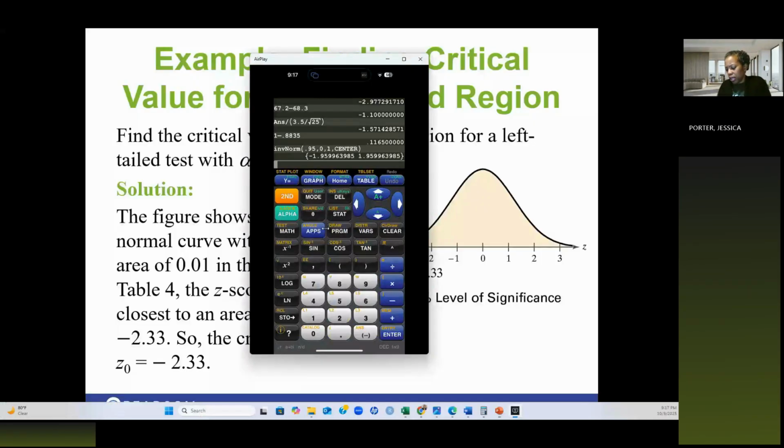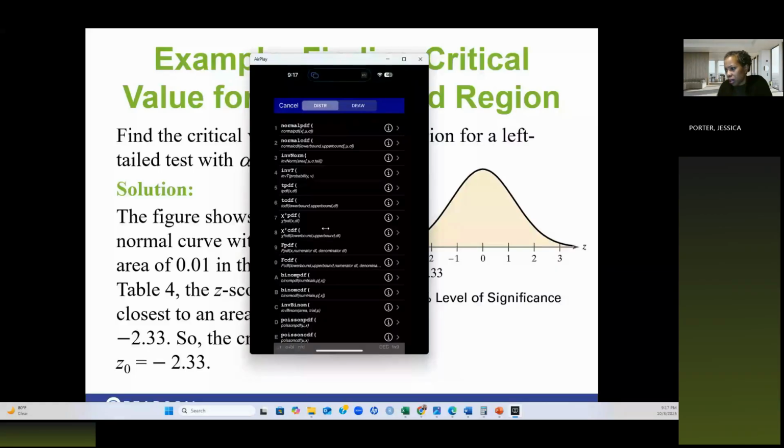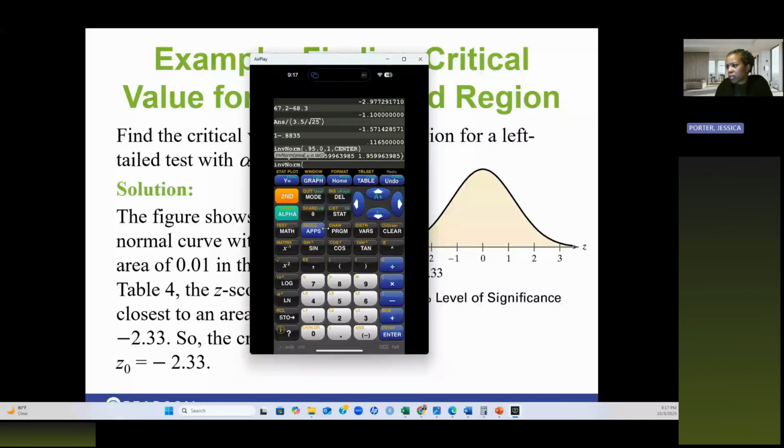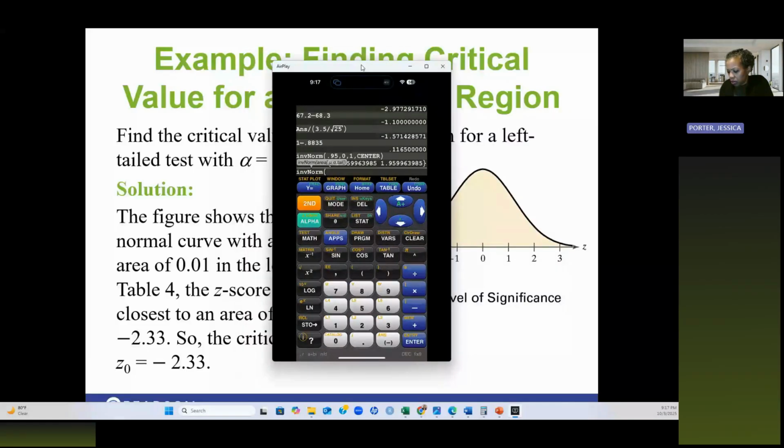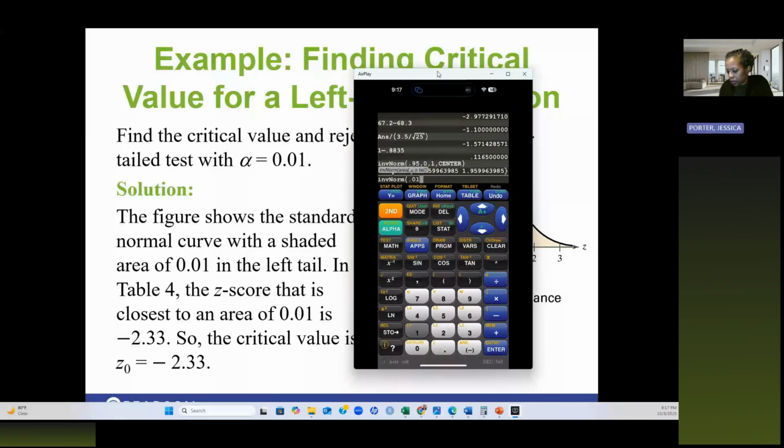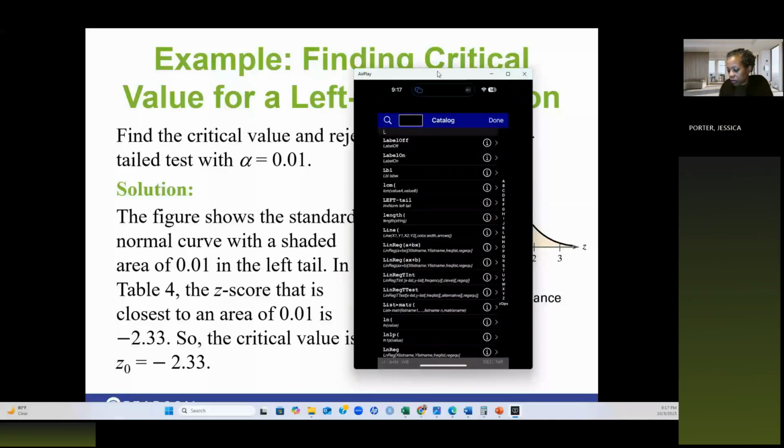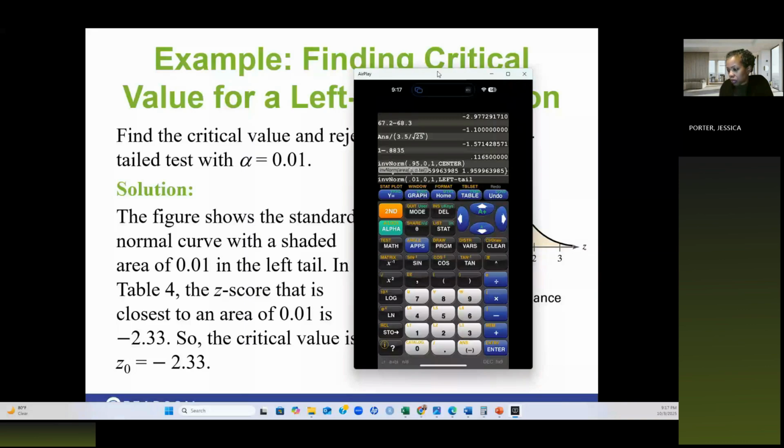So inverse norm, what was this, 0.01? 0.01, comma, 0, comma, 1, comma, second catalog, and now I'm looking for left tail. And then I get the same negative 2.33.